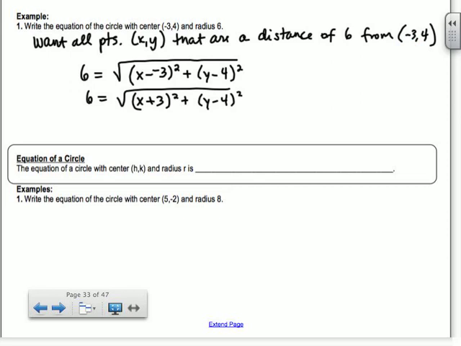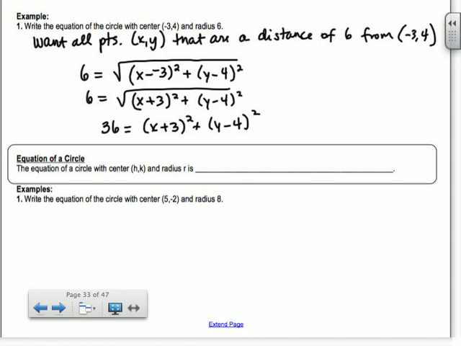And then the last thing we usually do is get rid of the square root because we don't like writing square root all the time. So if I square both sides, you get 36. So 36 equals x plus 3 squared plus y minus 4 squared. And you can do that all the time to get the equation of the circle.